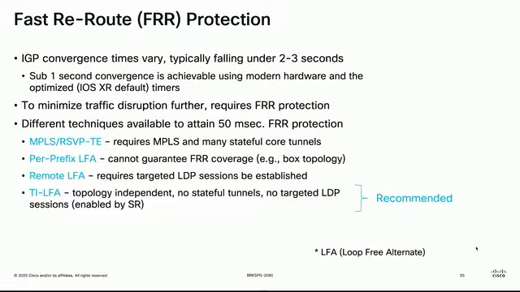To get to sub 50 millisecond convergence, you can go with RSVP-TE, but it requires stateful tunnels. Per prefix LFA allows you to pre-program the backup path for your IGP prefixes, but it doesn't guarantee that it will be able to do that in all the topologies for all the prefixes. Remote LFA is another way to achieve the same result. However, it requires a targeted LDP session with the destination boxes.